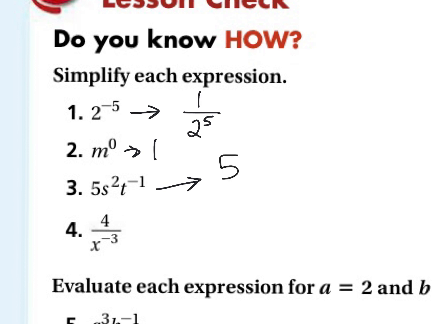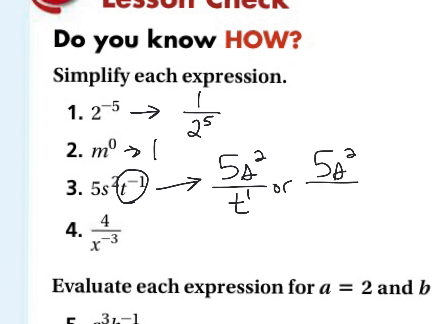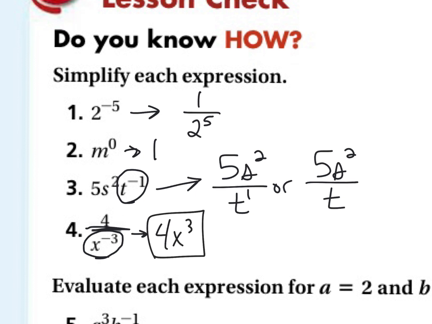Number 3, most of this is fine where it's at, just the negative exponent we got to deal with. So we'll bring that part to the denominator as t to the 1st power, and that's just the same as t, so you don't have to put the 1st power next to it there. And then on number 4, we have a negative exponent in the denominator, so let's bring that up in the numerator. It would be 4x to the 3rd power.